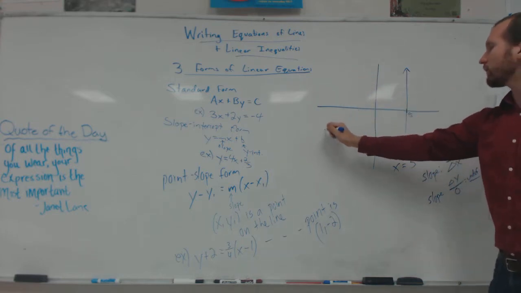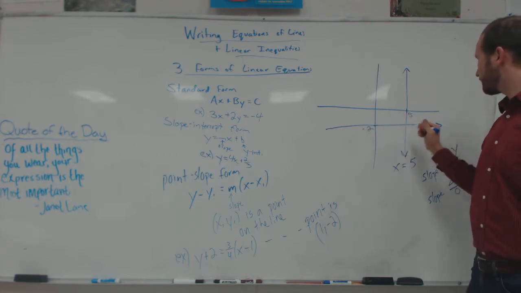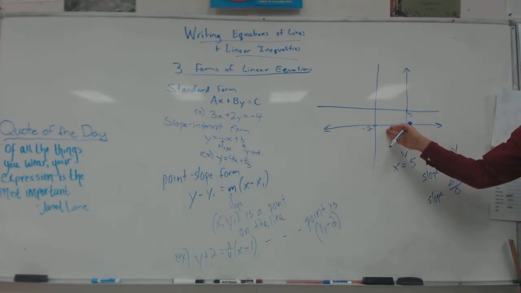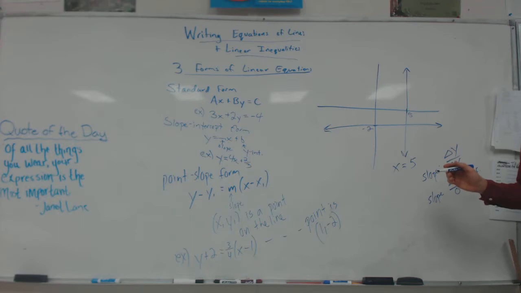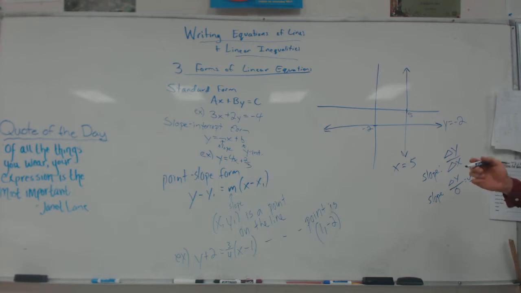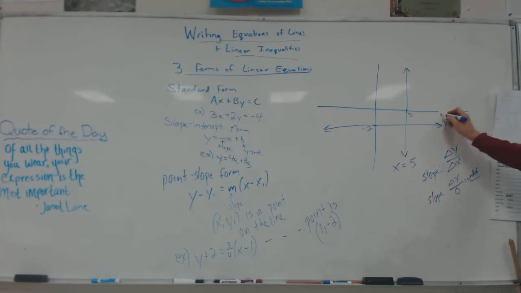So okay, how about if I have a horizontal line? Let's make it y equals -2. So what's my standard form equation of this line? Yeah, y equals -2 for this line. What's my slope-intercept form? Slope-intercept form is y equals, right? So this is also my slope-intercept form, because it is y equals.